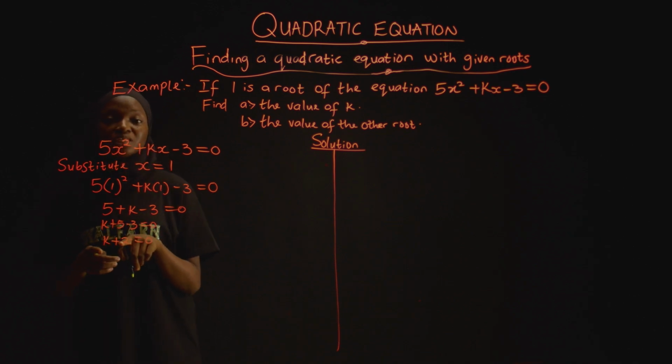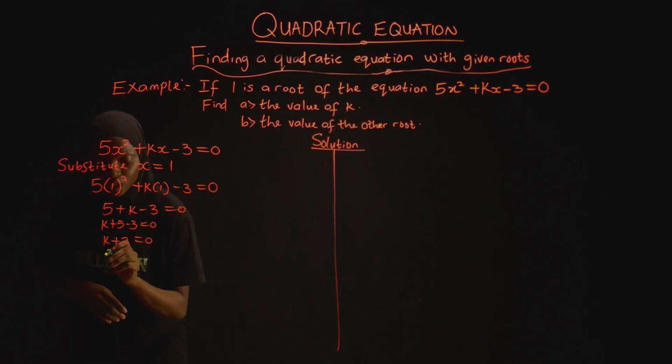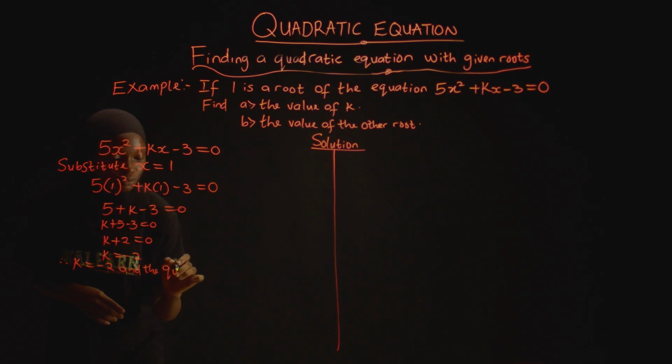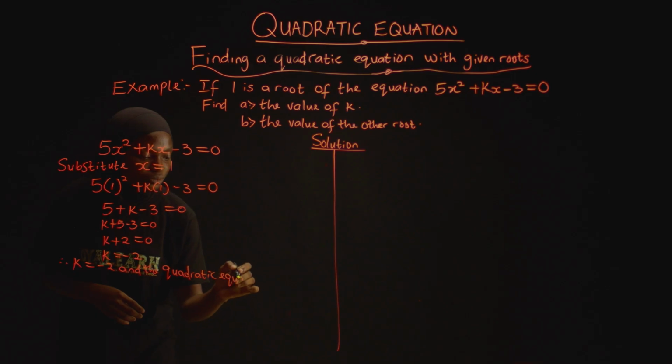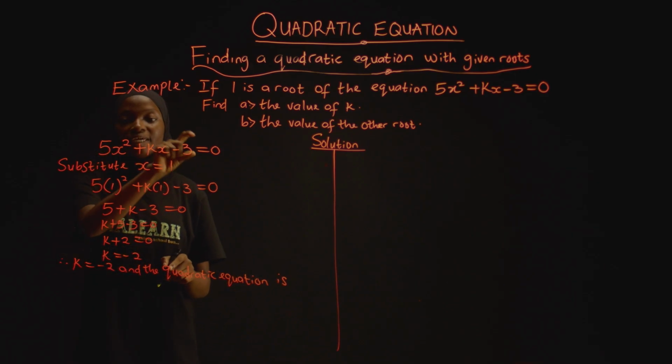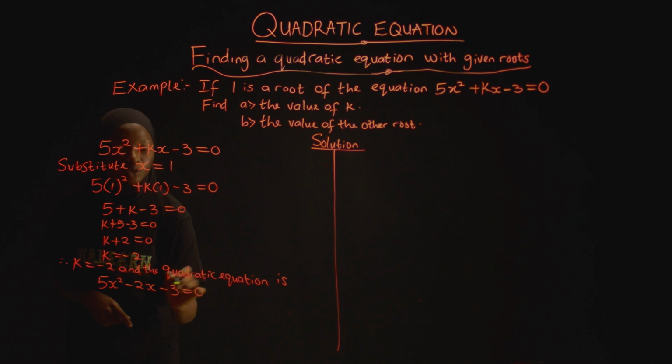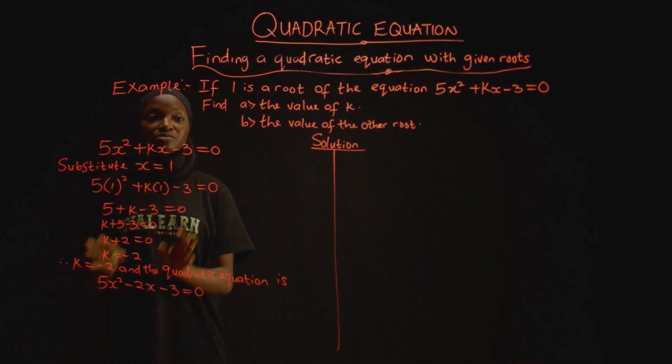And it gives us k plus 2 equals to 0. So we can bring plus 2 to the other side. Since we are looking for the value of k, we have k equal to plus 2 coming to this side, we have minus 2. So therefore, k equal to minus 2, and the quadratic equation is, now when we put k as minus 2 here, we'll be having 5x squared minus 2x minus 3 equals to 0. So that's for A.